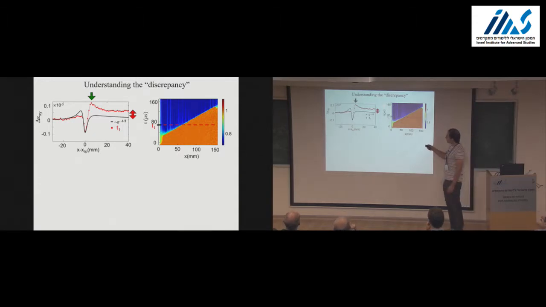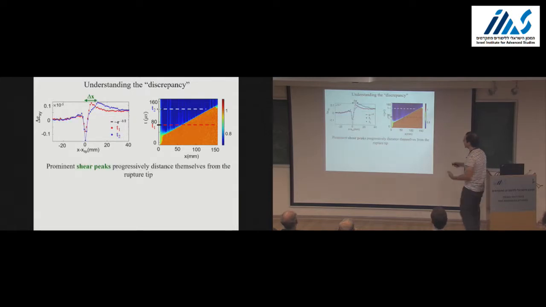Okay, but as we approach the rupture tip location, we observe a prominent shear peak, which is actually absent in the square root singular term. And I'm superimposing a measurement at a later time, T2. And I want you to note that this prominent shear peak actually progressively distances itself from the rupture tip.